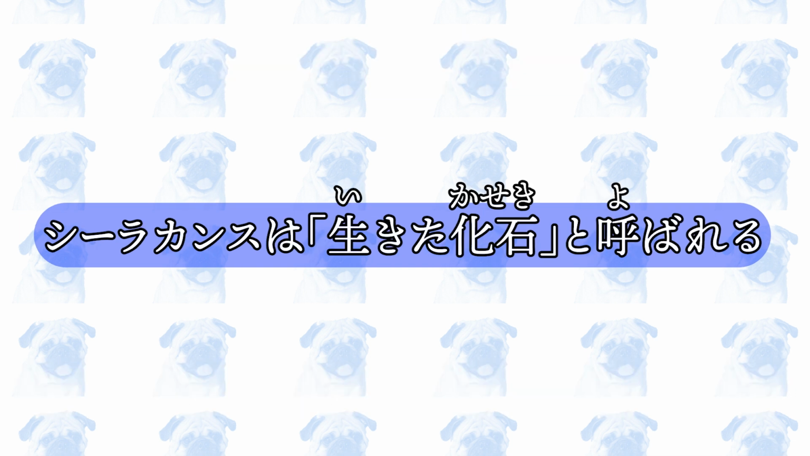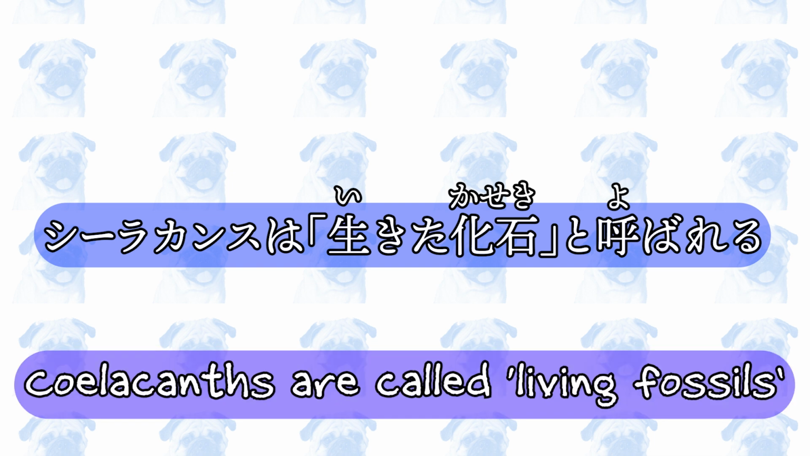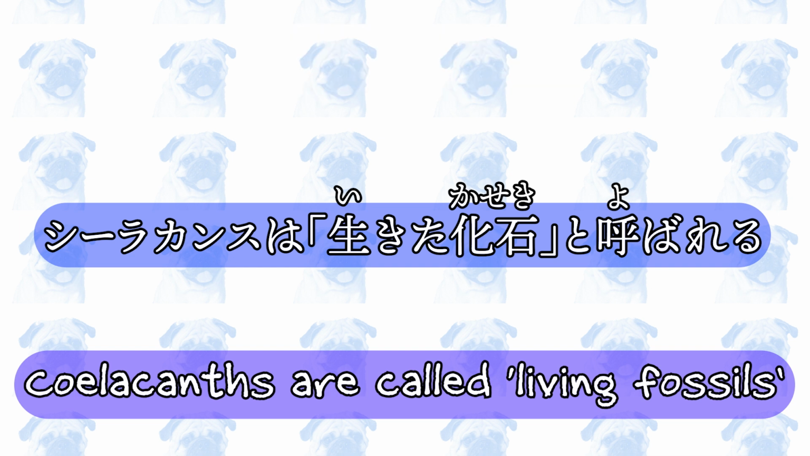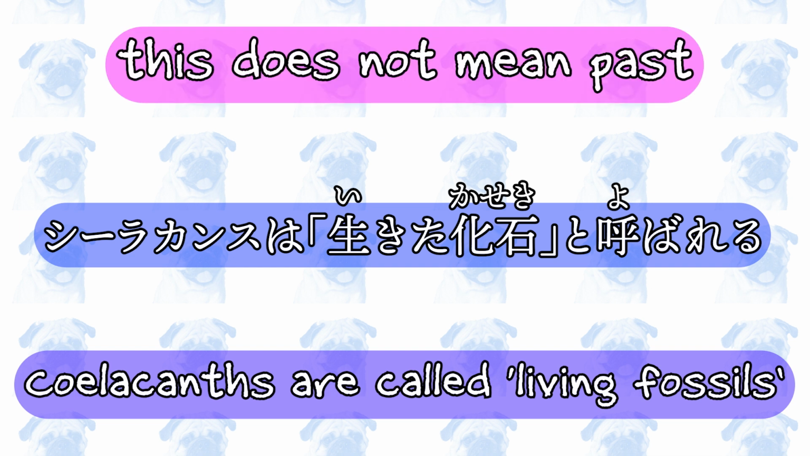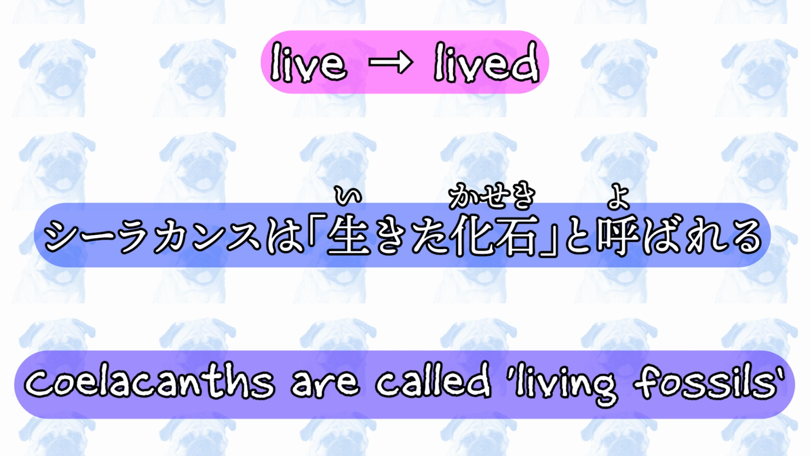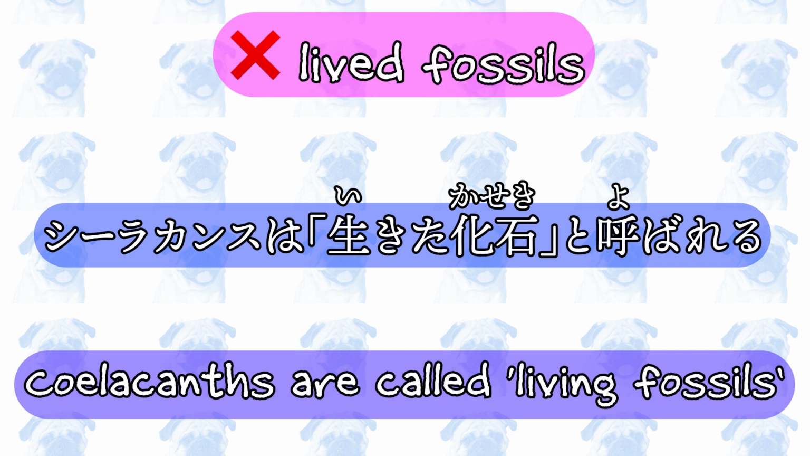シーラカンスは生きた化石と呼ばれる. Coelacanths are called living fossils. In this example, the verb 生きる, to live, is used in the ta form, ikita. In this instance, this ta definitely does not denote the past, as these fish still exist. In English, on the other hand, you cannot use the past participle lived, as in lived fossils, as past participles imply either passivity or completion.